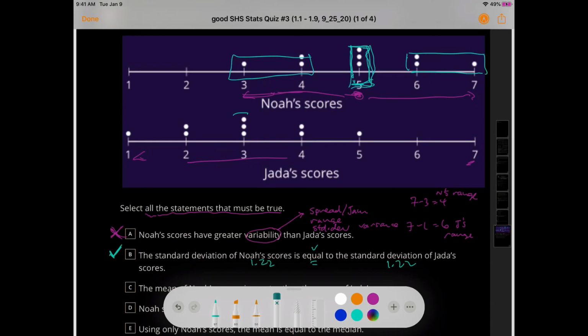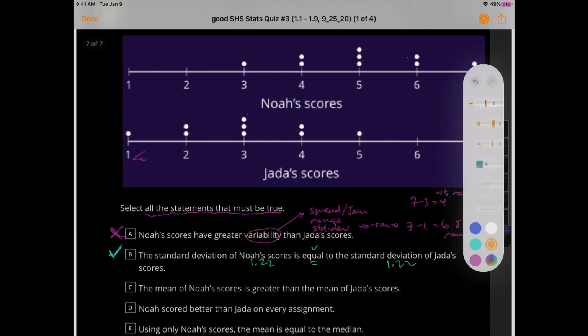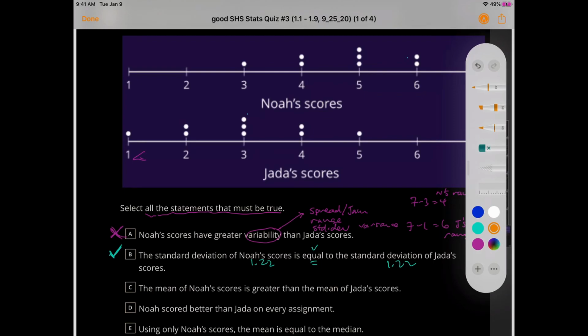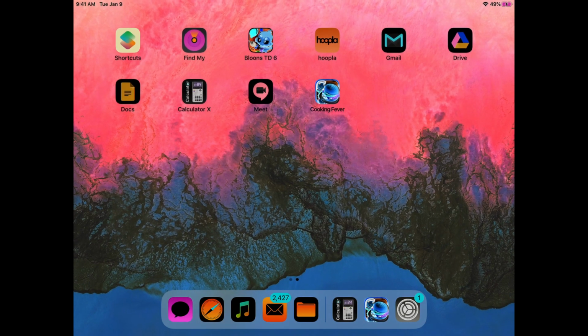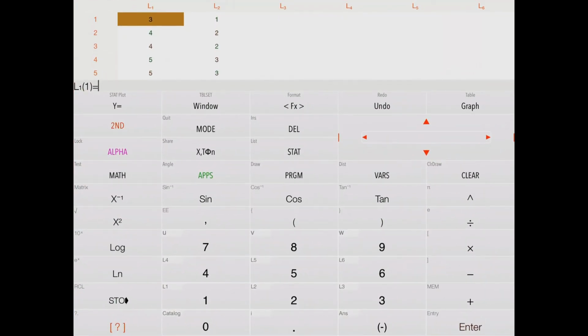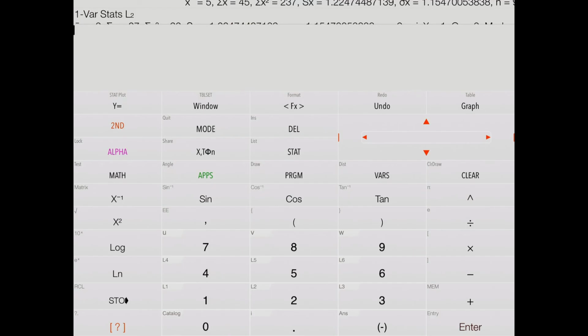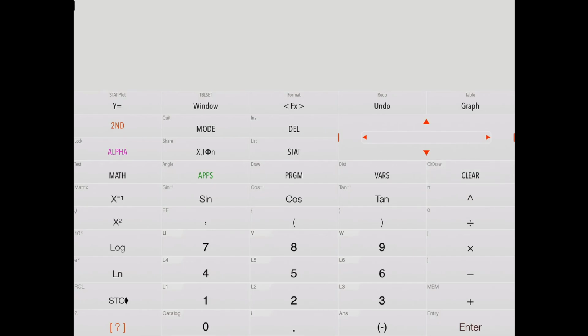All right. Let's erase all this stuff and try the next question. The mean of Noah's score is greater than the mean of Jada's score. So let's pop that back into my calculator. I'm going to press clear. I already have the numbers in there, so I'm going to go stat, calc, 1var stats. I already have list 2 in there, which is Jada's. So Jada has an average of 3.